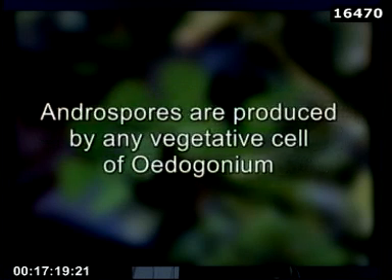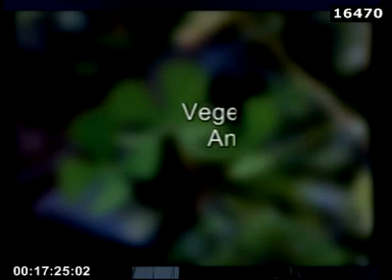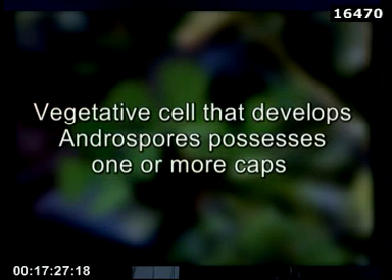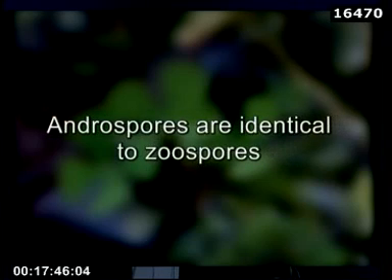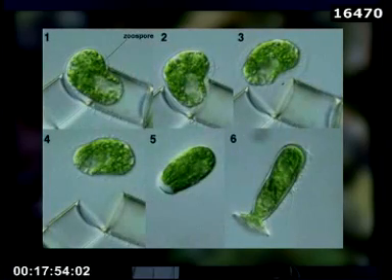These androspores are produced by any of the vegetative cells of the Oedogonium, but the vegetative cell which develops the androspores usually possesses one or more caps at its anterior end. These cap cells divide transversely into many cells, and each cell develops a single androspore. The androspores are identical to zoospores, having the same crown of flagella at the base of the beak, and they are liberated in the same manner as the zoospores are liberated.